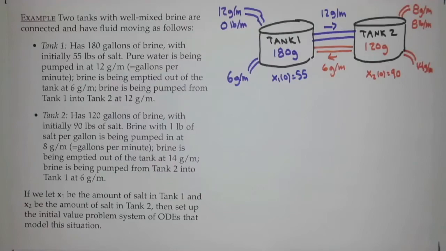So fluid is coming into both tanks. It's different fluid in the 2 different tanks. Fluid is leaving both tanks. Fluid is being exchanged between the tanks. So that's the setup. Any questions on how we got the picture?